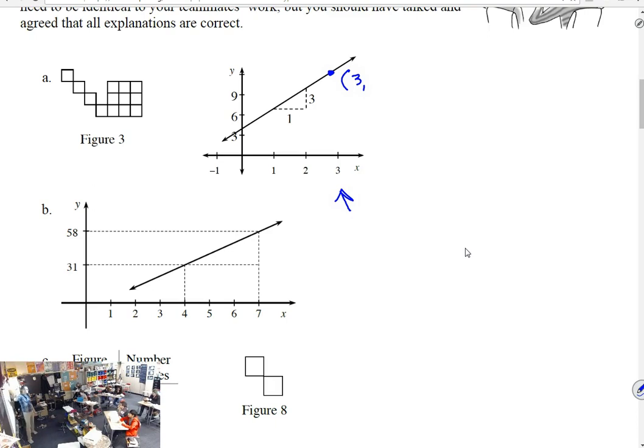How many blocks does figure 3 use? 13. What? 9 plus... yeah, it's 9 plus 4. It's actually 13, guys. I thought somebody had corrected me, but it is 13. 1, 2, 3, 4, 9 more, 13. We also know what? What else do we know? What else does the graph show?